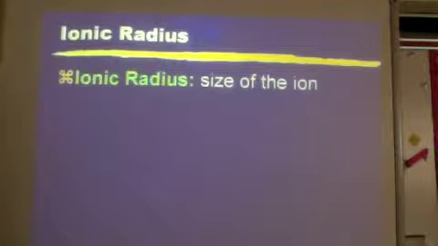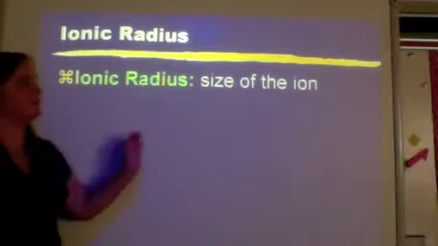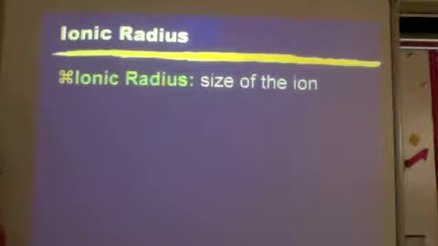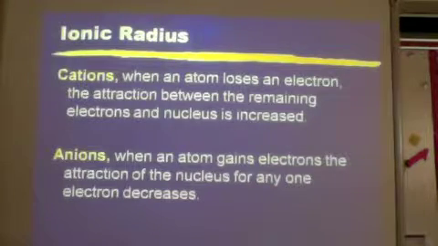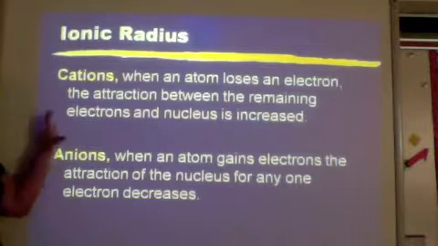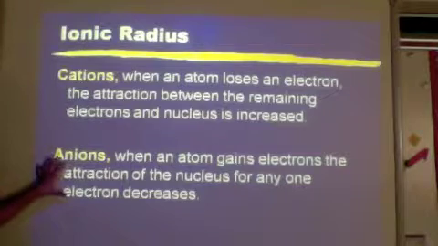Atomic radius, I just did. Now we're doing ionic radius, which is the size of the ion. Remember, an ion is anything that has a positive or negative charge because it has lost or gained electrons. So there's not really any errors with this. You've got to know this slide. There's some key information that I'm going to point out that you've got to understand.